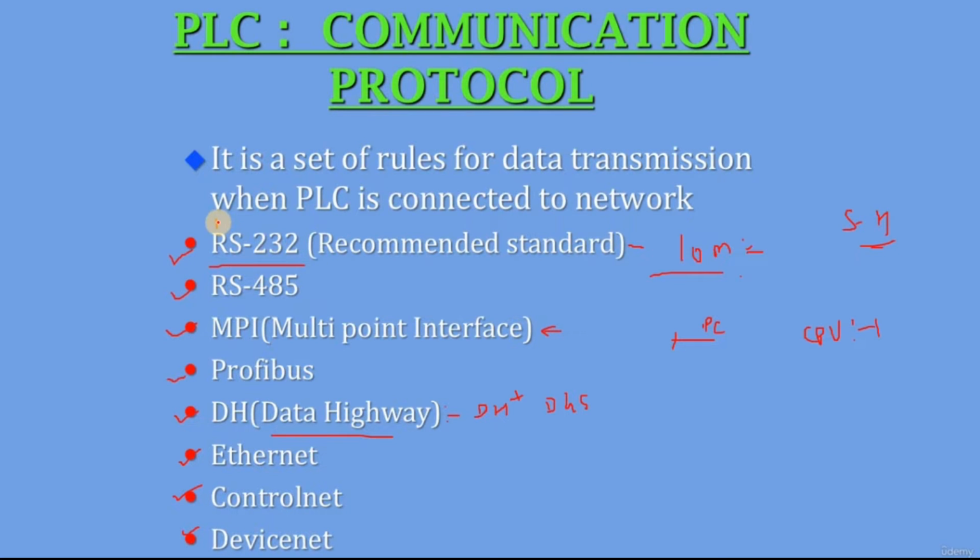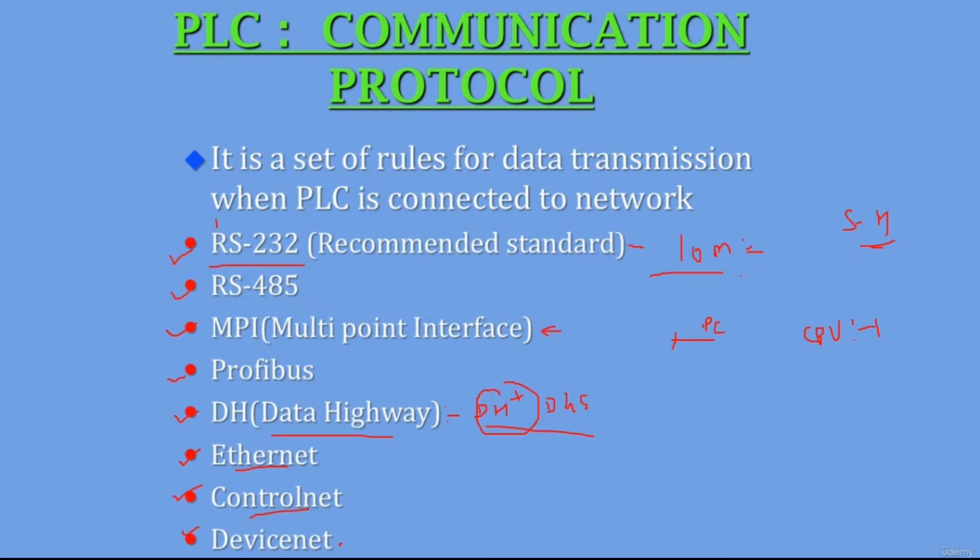RS-232, where RS means recommended standard, RS-485, MPI, which means multi-point interface, which we can use for the Siemens PLC in most cases. Profibus is there, and data highway. In data highway you will get DH+, DH485, Ethernet, ControlNet, and DeviceNet.